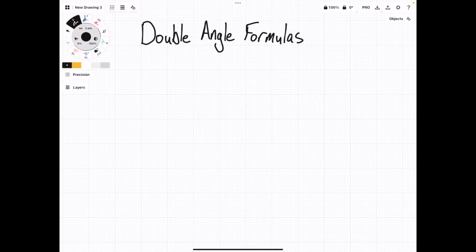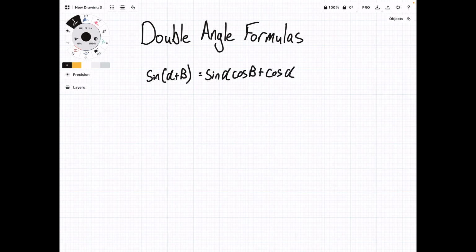In this video, we're going to derive the double angle formulas for sine, cosine, and tangent. So I'm going to start off working on sine, and the derivation begins with the sum formula for sine, which says that the sine of alpha plus beta is equal to the sine of alpha times the cosine of beta plus the cosine of alpha times the sine of beta.